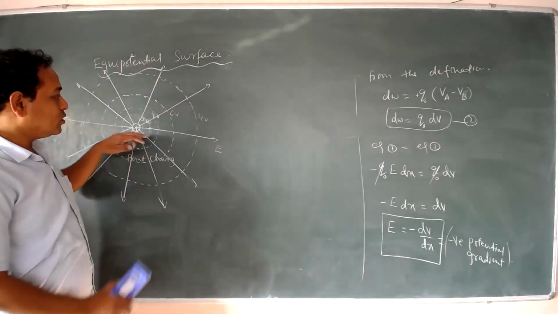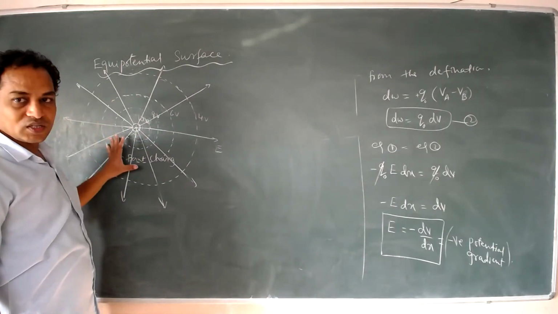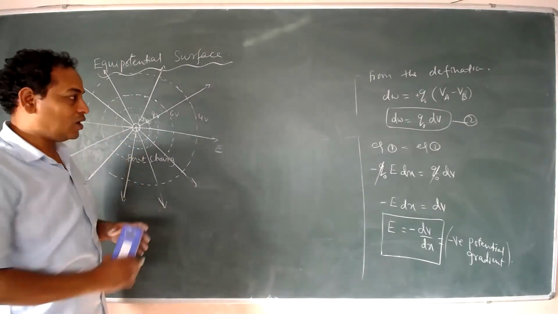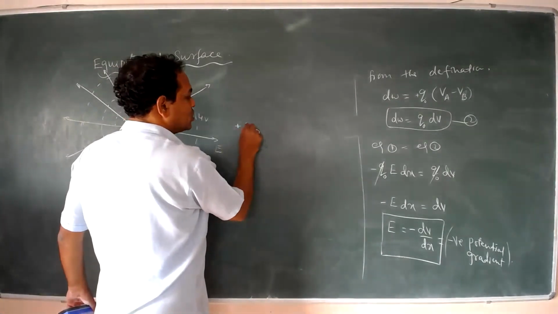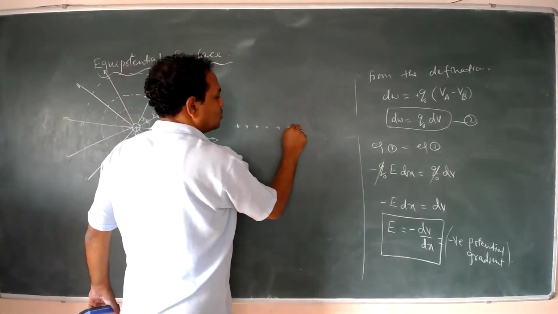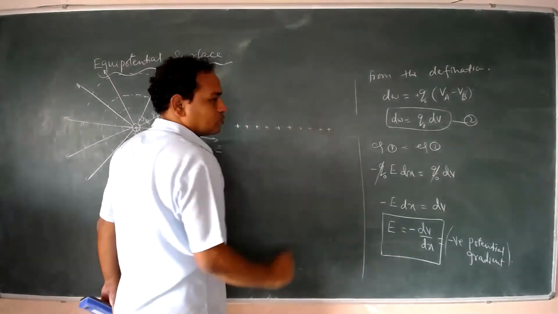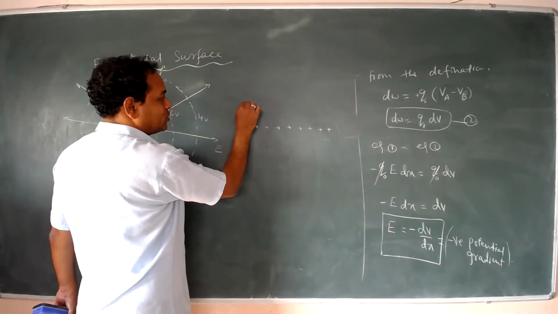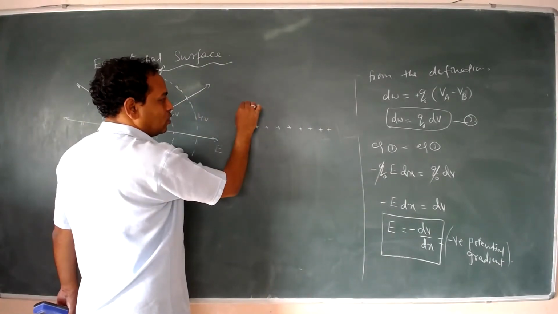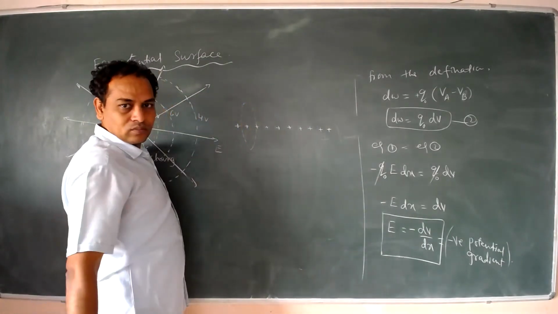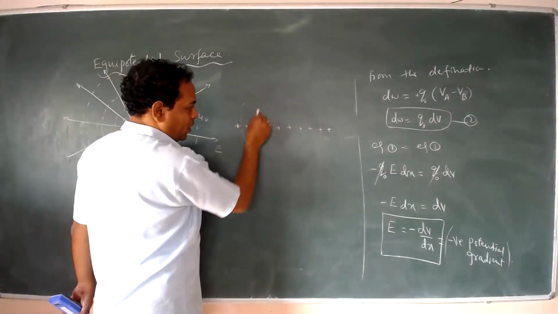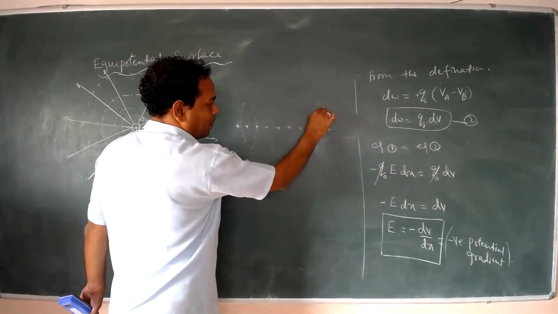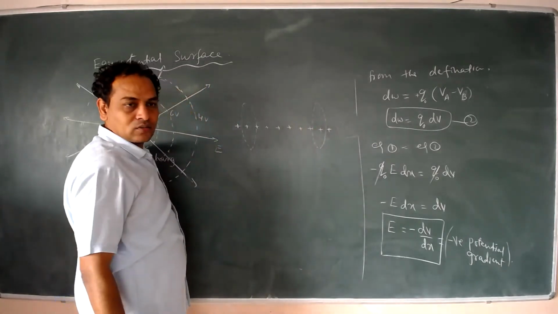And these are the equipotential surfaces of a point charge. Similarly, if you talk about a line charge, suppose this is a charge. For this, if I draw one circle around it of equal radius, that means at every point of this radius, it will have the same potential.